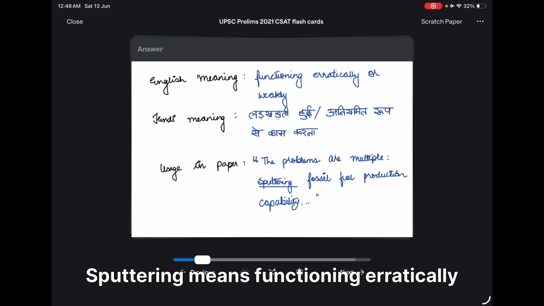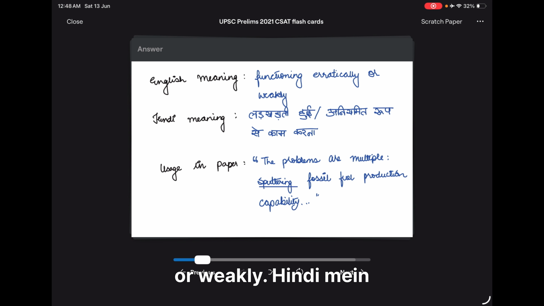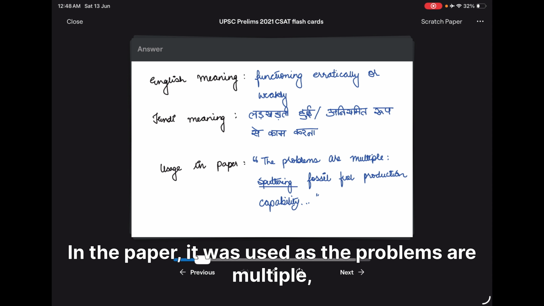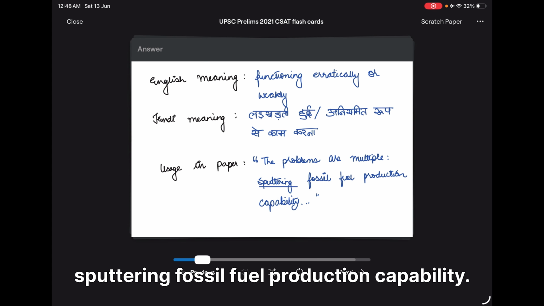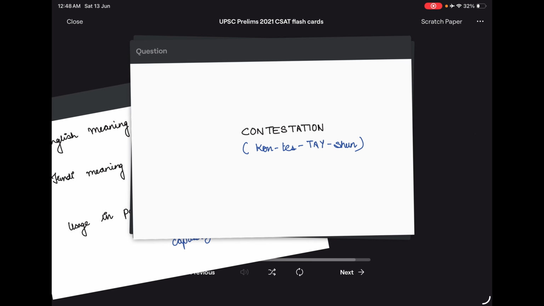The next word is sputtering. Sputtering means functioning erratically or weakly. हिंदी में इसका अर्थ है लड़खड़ाती हुई. In the paper it was used as the problems are multiple, sputtering fossil fuel production capability.